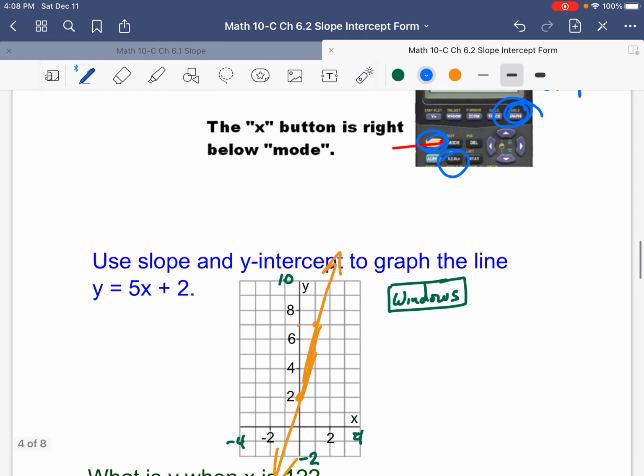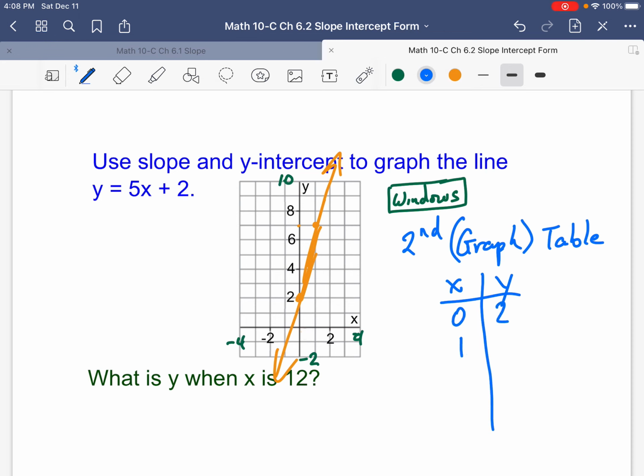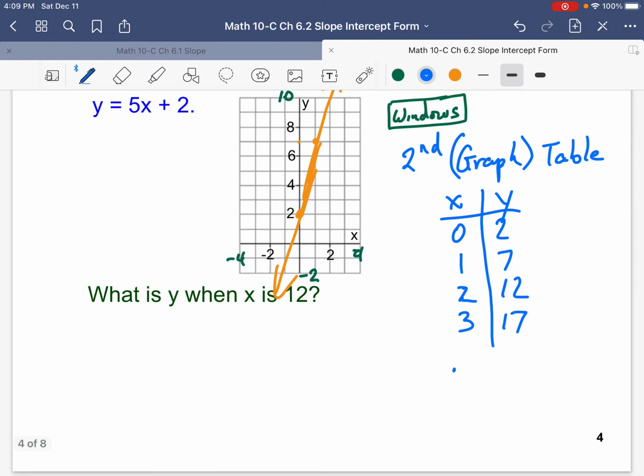But what I really want you to do is go second button, the yellow, and then press the graph, which is table. And you should get an XY table. Like that. And this is the other nice thing about the graphing calculator. You can use the button to scroll down to 12. And when you get there, you see what the value for Y is. You don't have to do the calculations. And it should be 62. Okay?